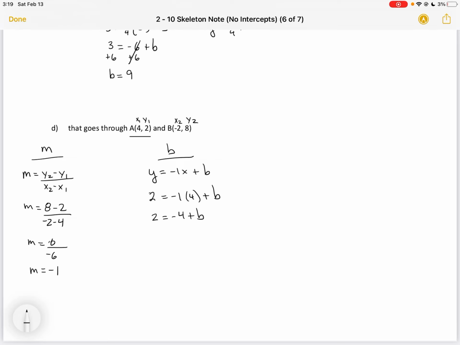I have take away 4 or negative 4 on the right-hand side. The opposite of that is adding 4. So I'm going to do that to both sides, leaving me with b equals 6. And now I can write my equation as y equals minus x plus 6.